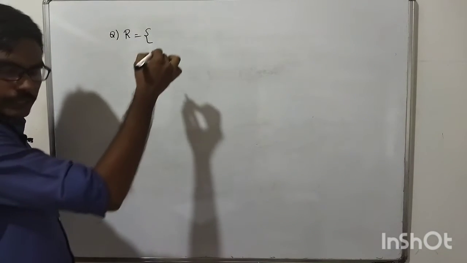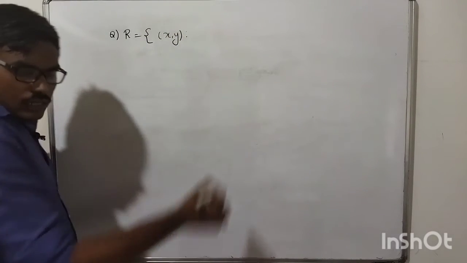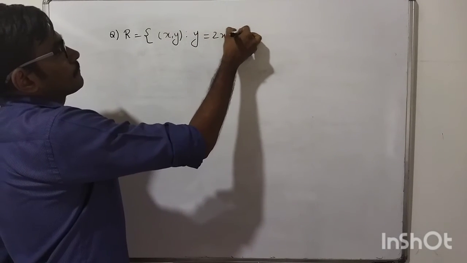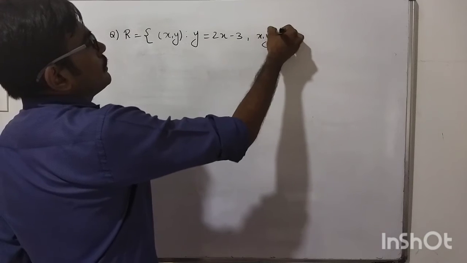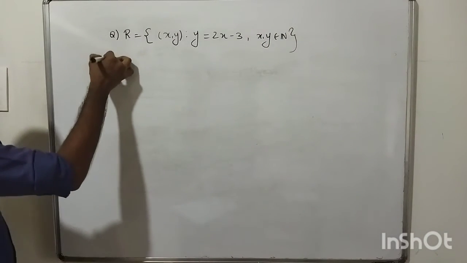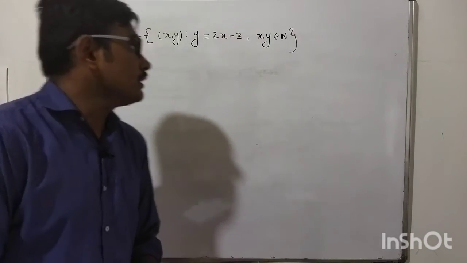Relation R = {(x, y) such that y = 2x - 3, where x, y belong to N}. So it is on the set of natural numbers, we can see. Now I have to check whether this is a function or not. Okay, so how will you check?